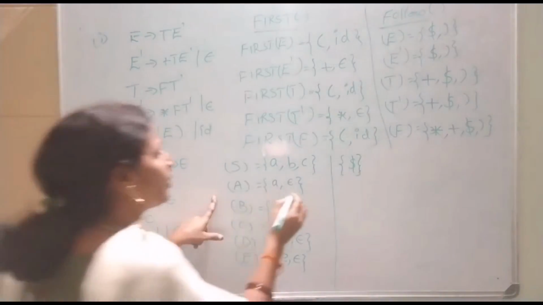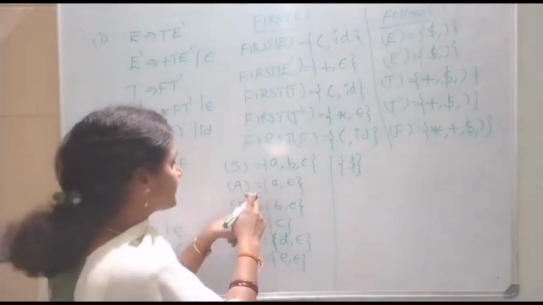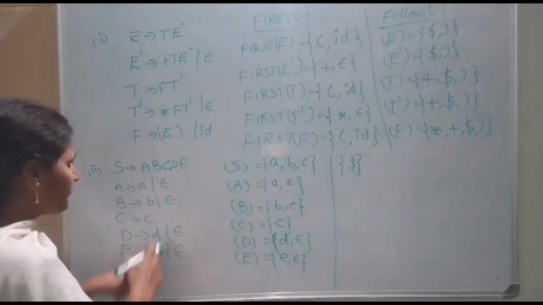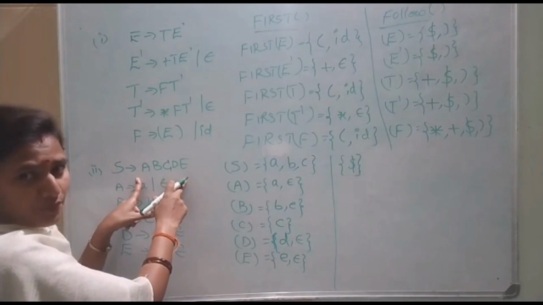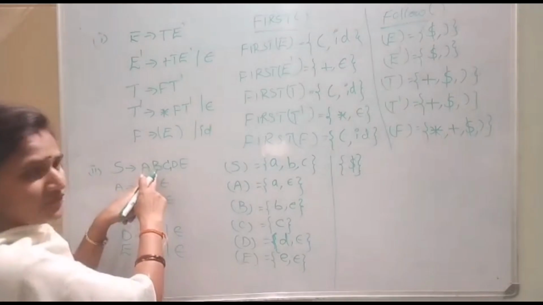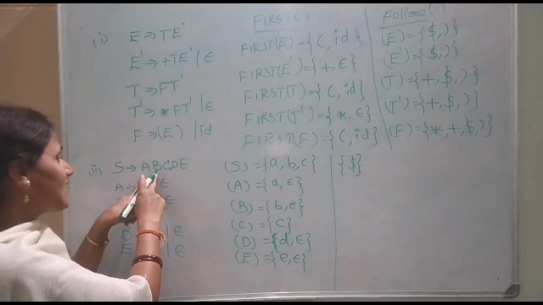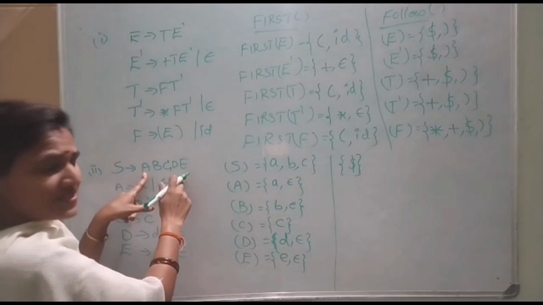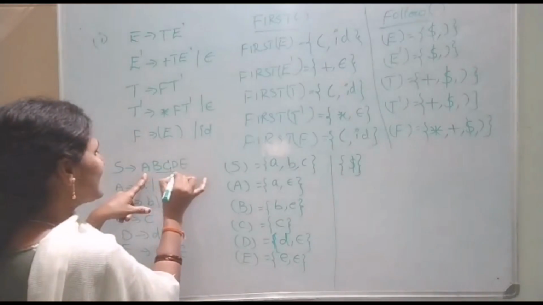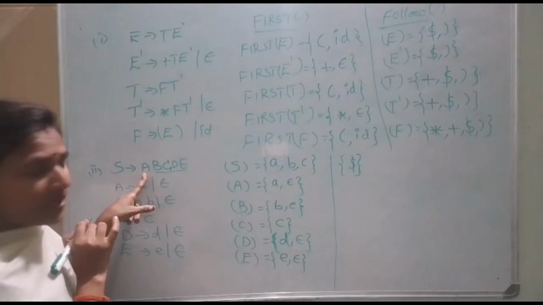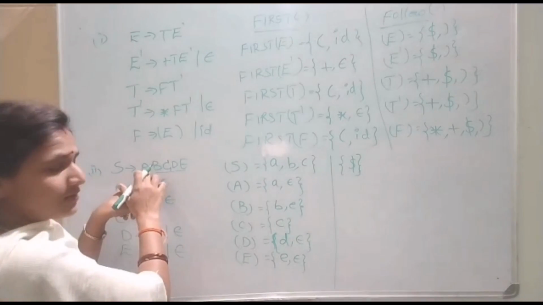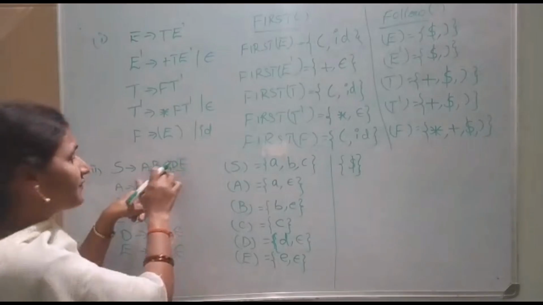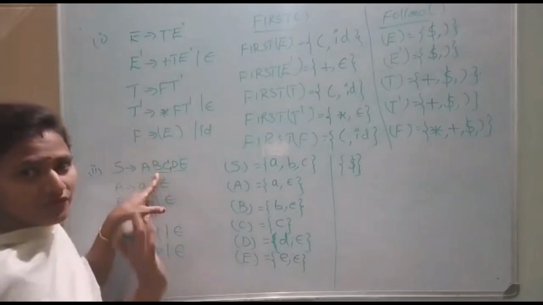Go for follow of A. What is follow of A? What you have to check is whether A is defined in the RHS of any one of the productions or not. Yes, A is defined at the RHS of the start symbol of the grammar. What are the immediate grammar symbols here? B, C, D, E. So after A, the immediate grammar symbols are B, C, D, E. You have to compute first of B first.